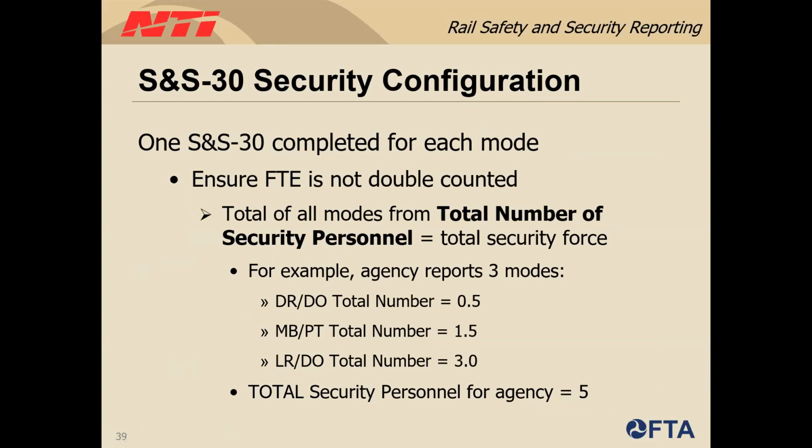One SNS 30 is completed for each mode. Be careful not to double count personnel. The value in the total number of security personnel from each SNS 30 form should equal the total number of agency security personnel. For example, the demand response directly operated mode, the total number is 0.5. NBPT mode, the total number is 1.5. And for the LRDO mode, the total number is 3. This means that the total security force for the entire agency would be the 3 modes combined, or 5 FTE.